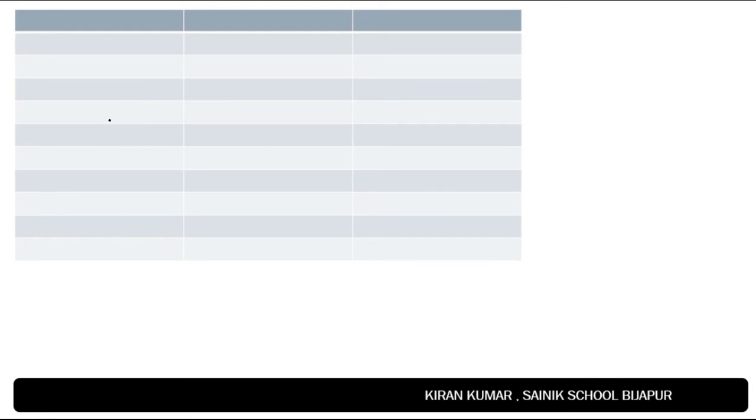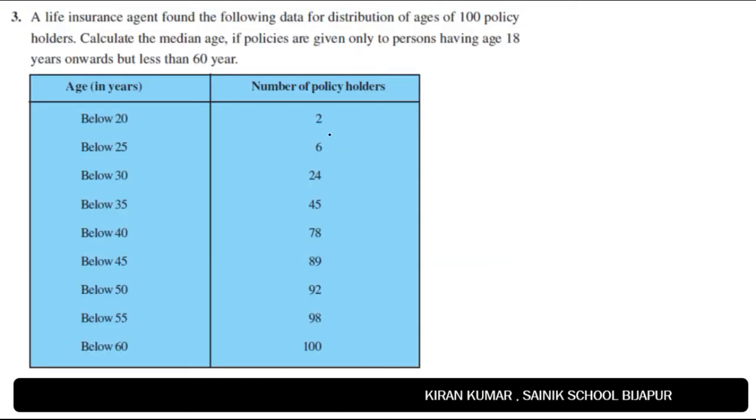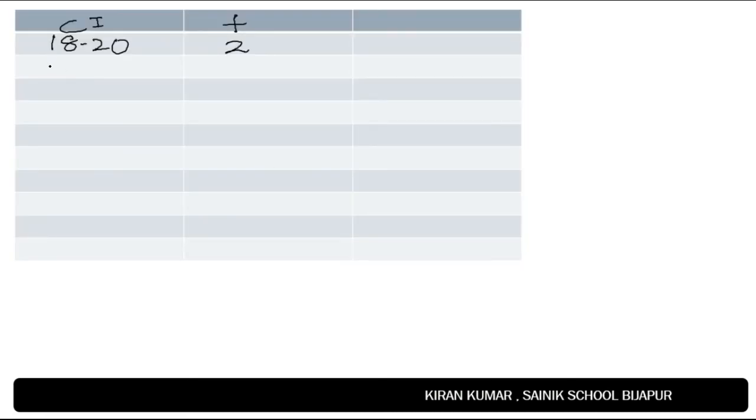When the age group is below 20, it refers to 18 to 20. And the respective frequency I'll mention, it has to be 2. Below 20 means it is between 18 to 20. The reason is they have mentioned the persons having the age 18 years onwards and less than 60 years. For the next one, I can consider between 20 to 25. And this has to be 6 minus 2. We need to subtract 2 from the total to get the frequency because the given information is cumulative frequency. Or else I'll just mention the cumulative frequencies here. It is 2, 6.